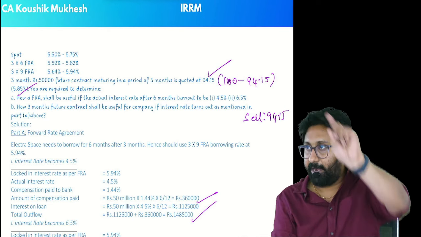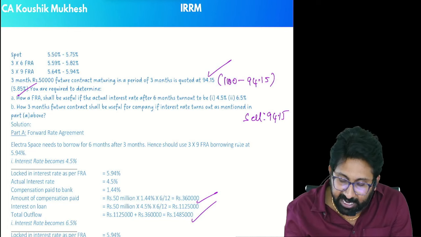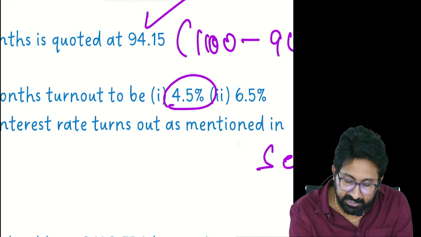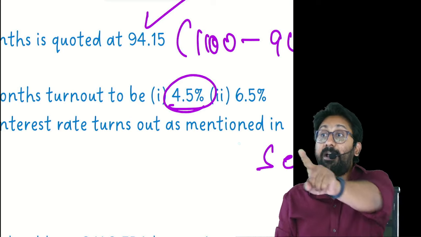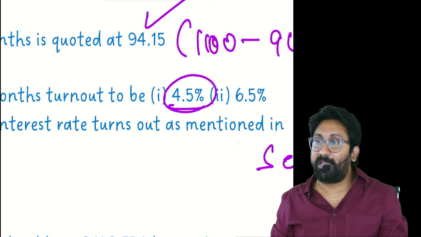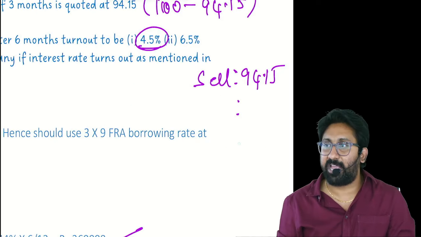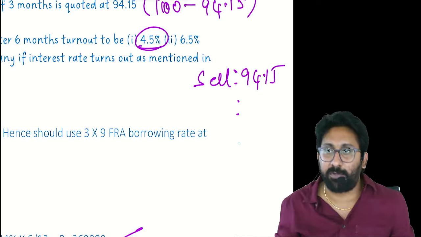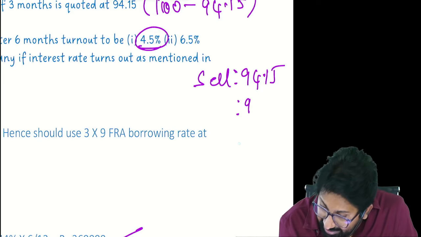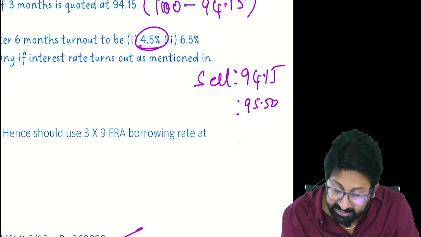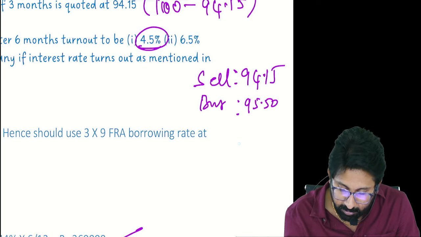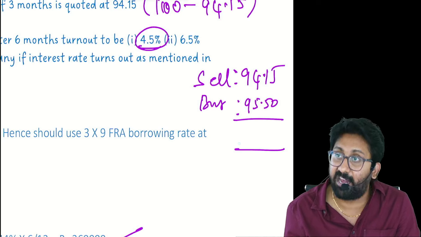94.15, 3 months completed. Really the rate is 94.15. Rate of interest is 4.5. Now you should tell: 4.5 means the future rate will be 94.15. It will become more than... 100 minus 4.5, how much? 95.5. This is a sell, counter buy. I will get a loss again. Loss, how much?